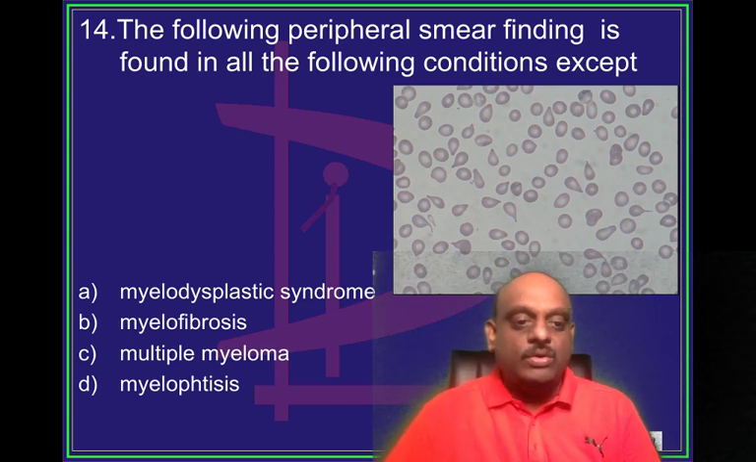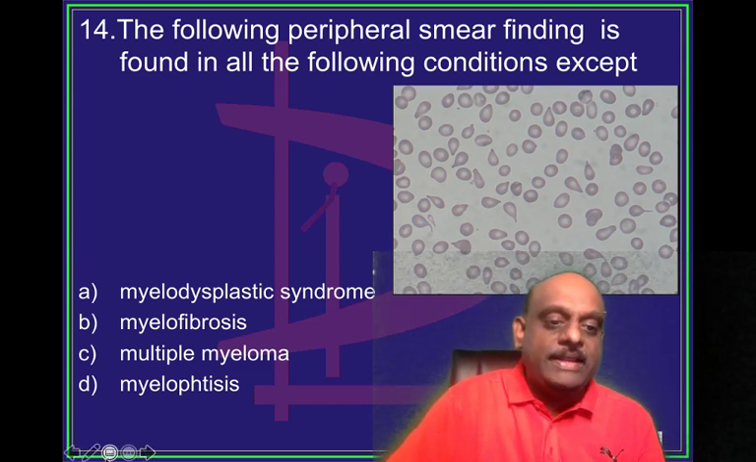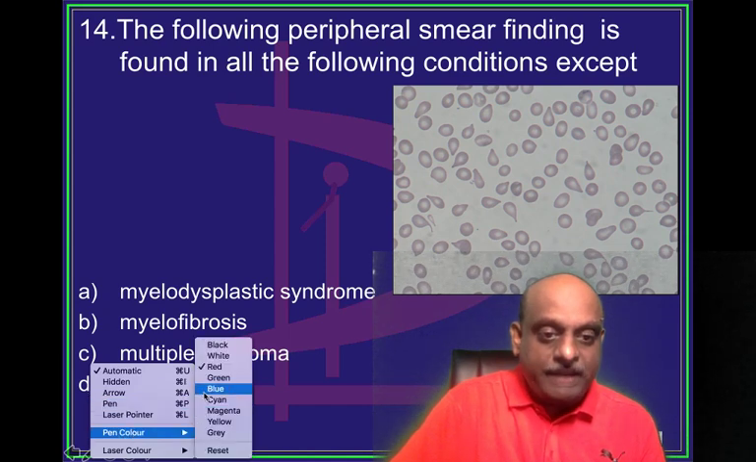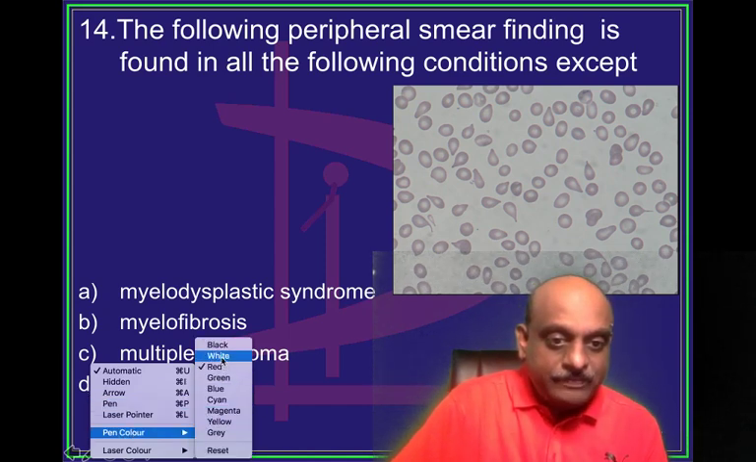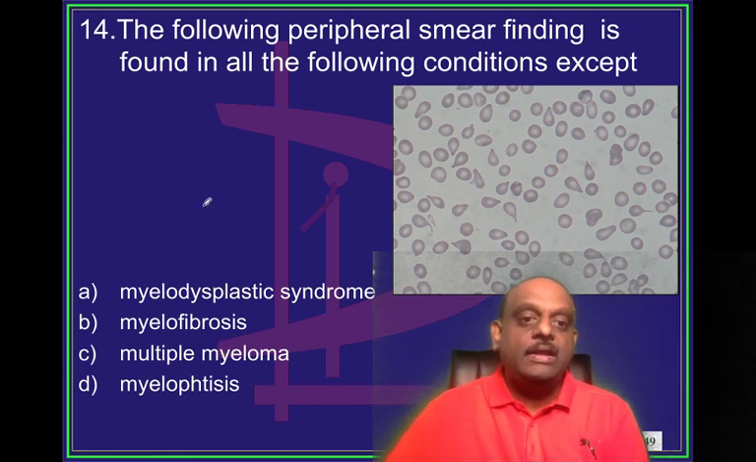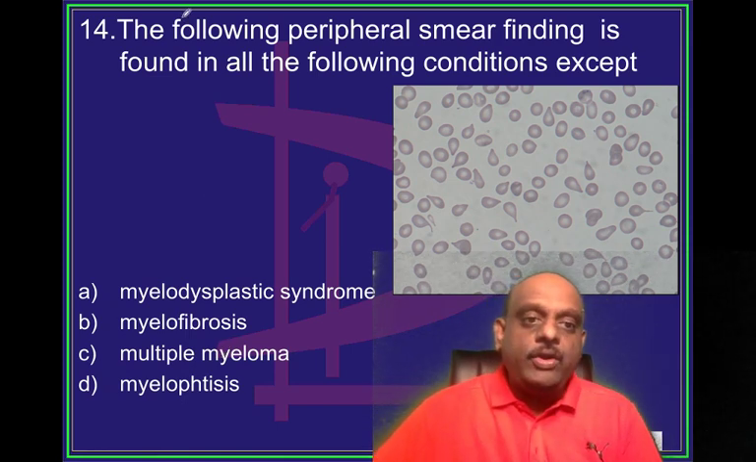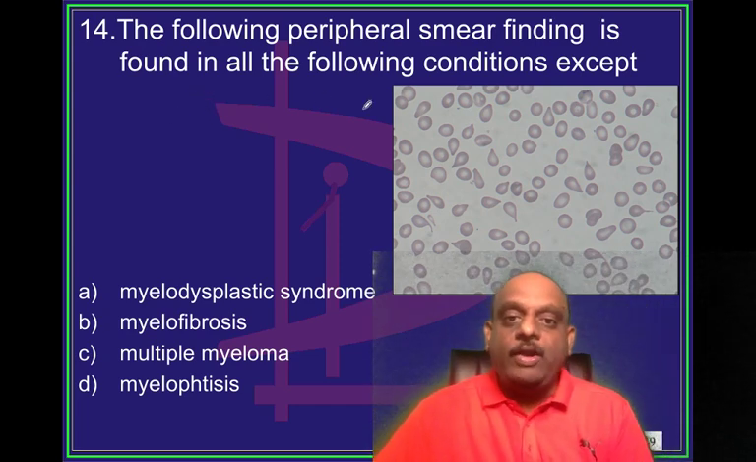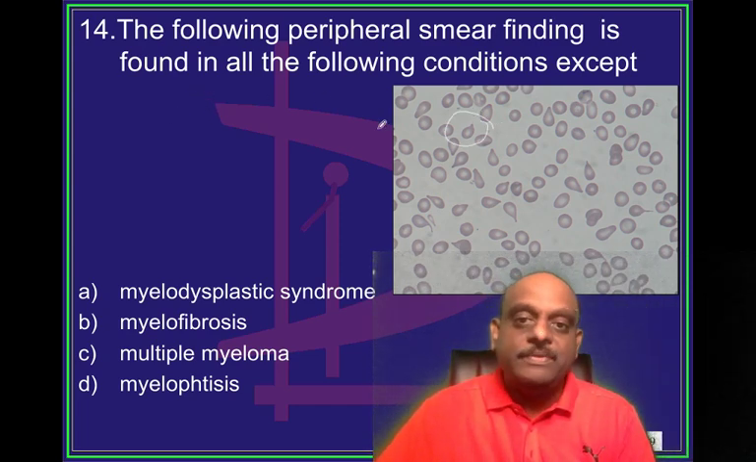Badhiya. So if there is any problem in that, what you get is called as teardrop cells, and let me choose the pen color. Okay, yes. Now, doc, the correct answer is C, absolutely. So why do we get teardrop cells?